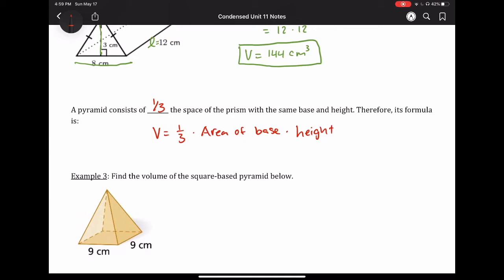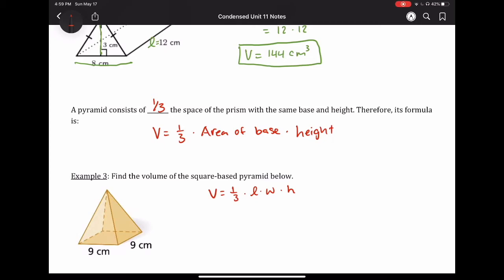So in example 3, I have a square-based pyramid. So I'm working with, for my volume, still 1/3 times area of the base. It's a square, so I'm working with length times width times height of the whole figure. When I look at my figure here, I notice that I have the square bases, 9 and 9, those are labeled. I'm not seeing a noticeable height.